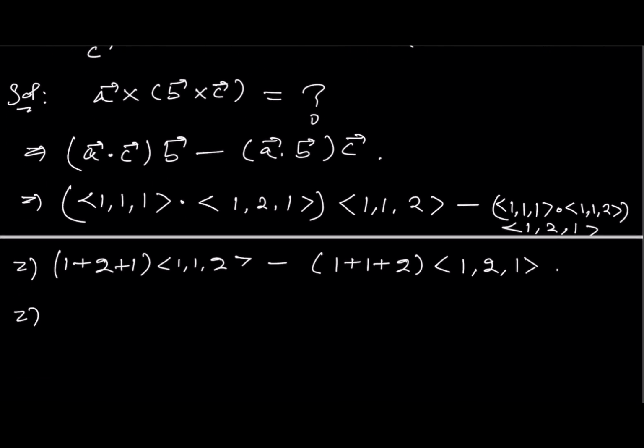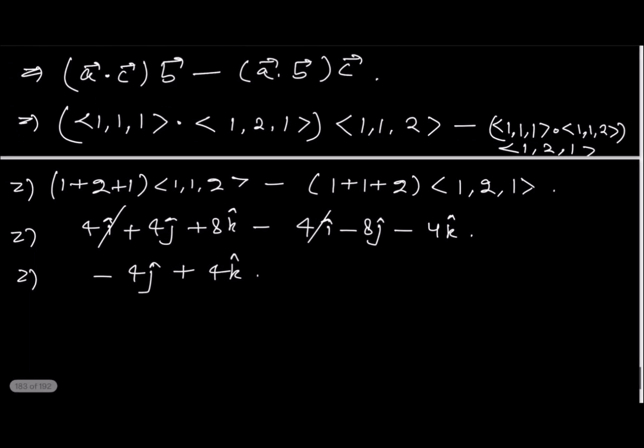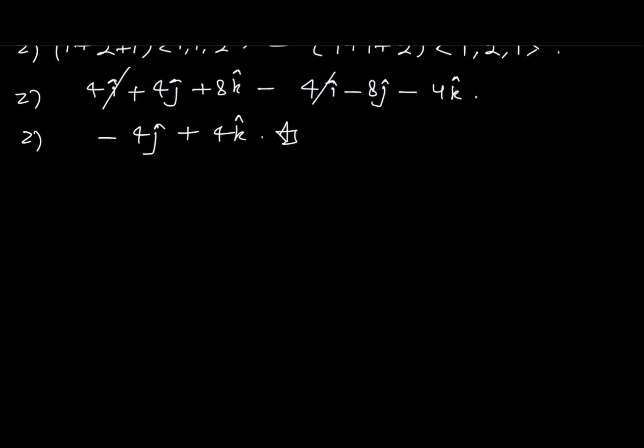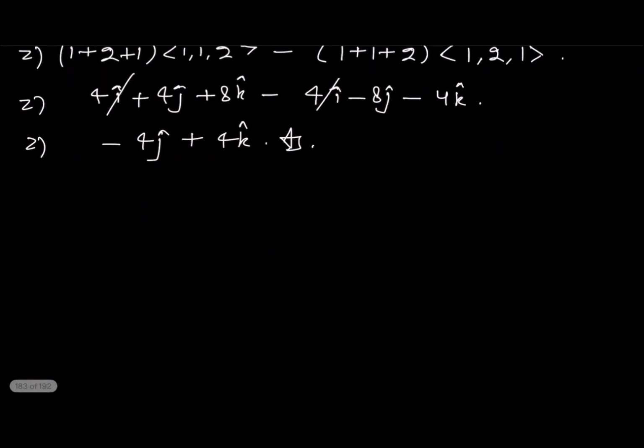Okay, so this will be 4 i cap plus 4 j cap plus 8 k cap minus 4 i cap minus 8 j cap minus 4 k cap. So this will be minus 4 j cap plus 4 k cap. Right, this is the required answer. And this question was asked in JEE. Okay, JEE 2011.